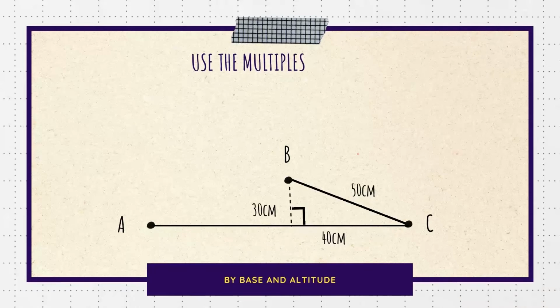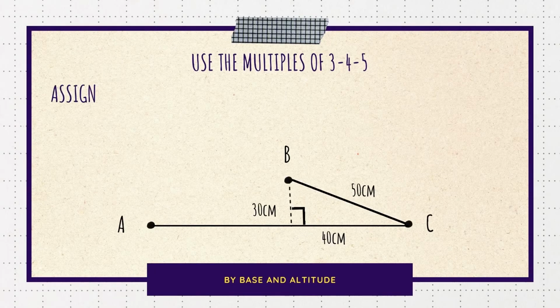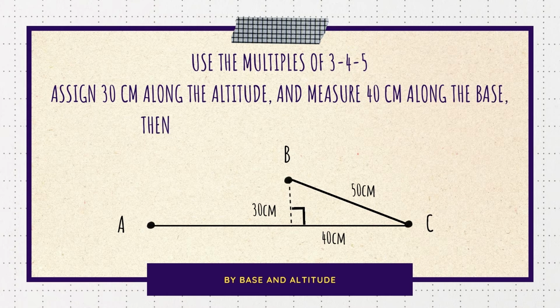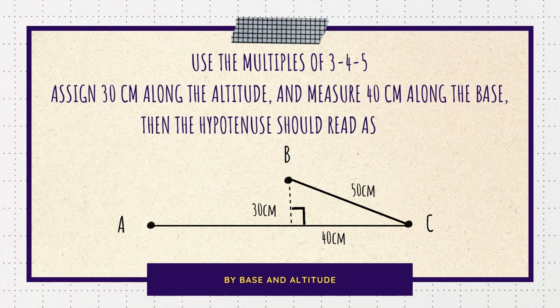To make sure that the altitude is perpendicular to the base, make use of the principle of the right triangle. For instance, the multiples of 3, 4, 5. Assign 30 cm along the altitude and from its bottom, measure 40 cm along the base. In measuring the hypotenuse of these lines, the tape should read 50 cm. If not, adjust the vertical side of the right triangle.